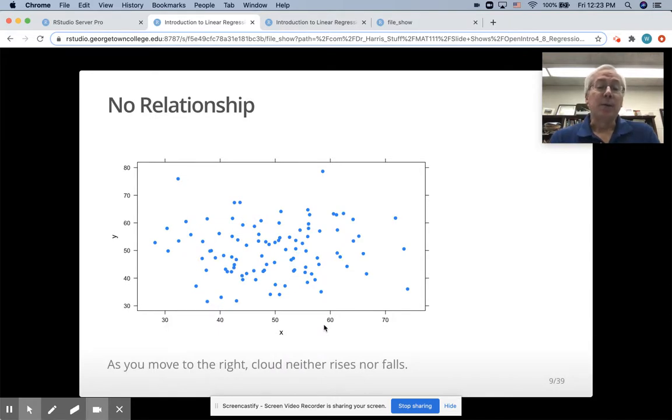And then we could have just a cloud of points. There's really no relationship at all here, curved or linear or otherwise. As we move to the right, the cloud neither rises a little bit nor falls a little bit, it just hangs there. So we can generate scatter plots and we want to be able to describe what we see, but we are going to be focusing on those where there's some sort of linear association, be it positive or negative.